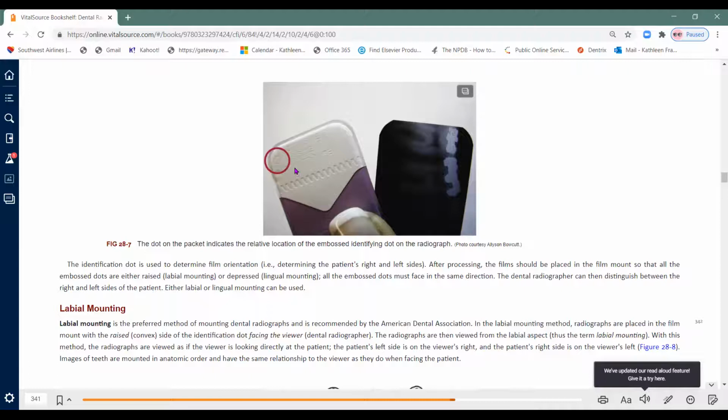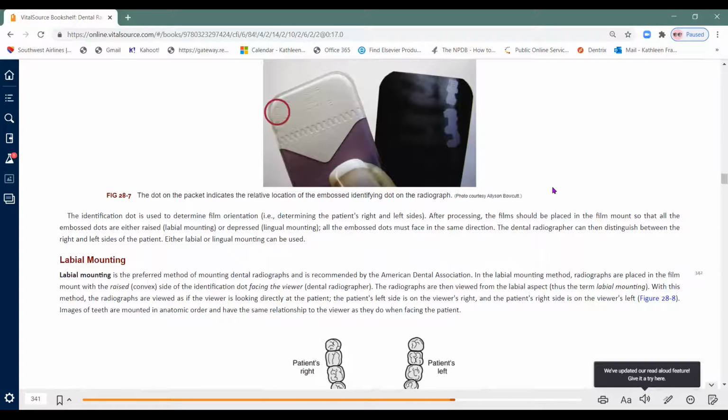So if the dot is raised, that means that it's labial mounting. So it's like the dot is facing your lips. If it's depressed, it's lingual mounting. All the dots need to face in the same direction. So you can't have some of the dots facing up and some of the dots facing away. Labial mounting is the preferred method of mounting radiographs and it is recommended by the ADA. That didn't happen until, I guess, around 1990 somewhere maybe.